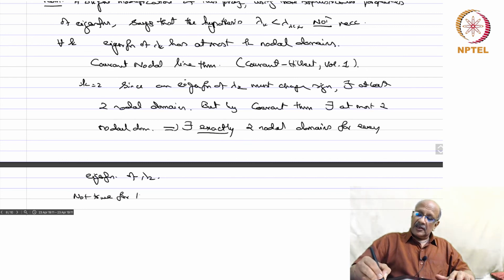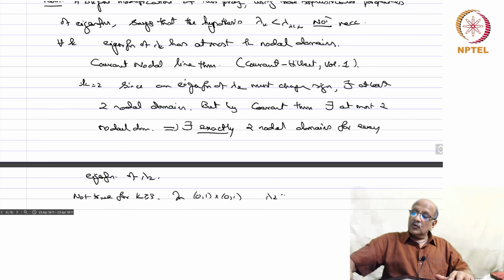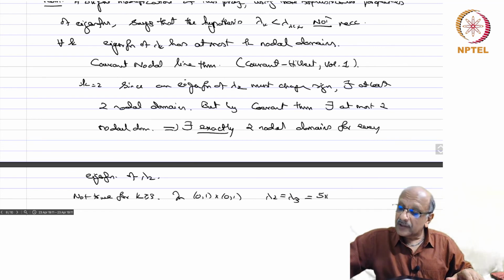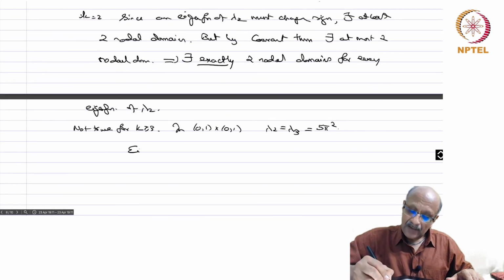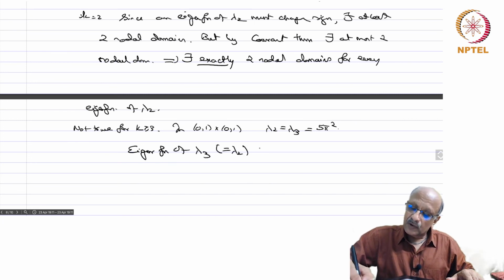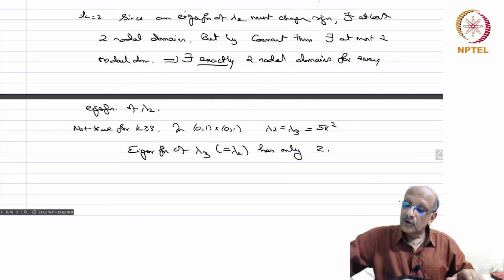Not true for k greater than or equal to 3. For instance, in the square (0,1) cross (0,1), we have λ_2 equals λ_3 equals 5π². So an eigenfunction of λ_3, which is also equal to λ_2, has only two nodal domains.